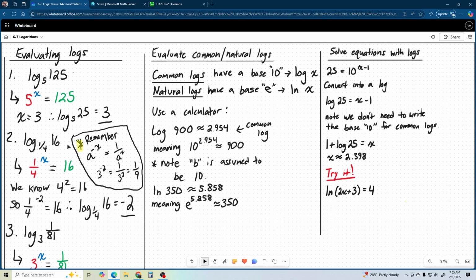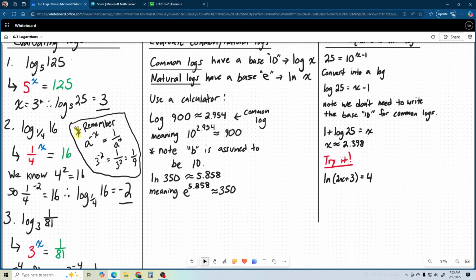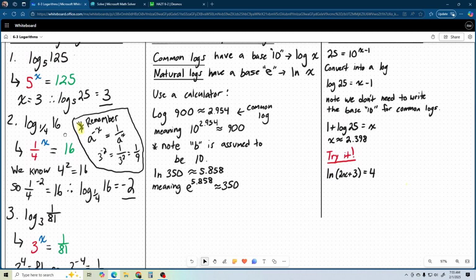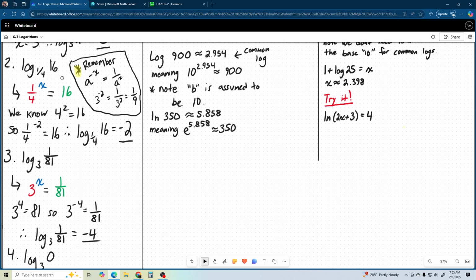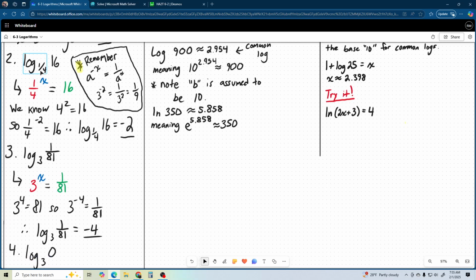Okay. So let's try this one, okay? That one wasn't too bad, right? Because 5 to the third power is 125. That's something we know pretty easily. They can do little things to try to mess with you, though. So let's do number 2, okay? Log base 1/4 of 16.